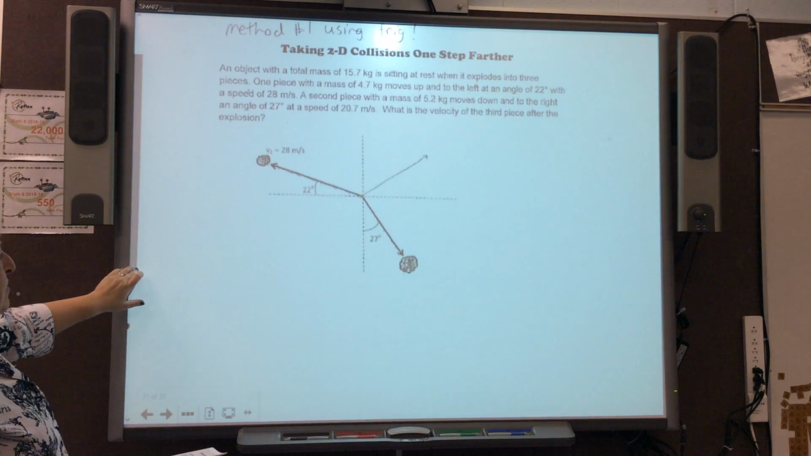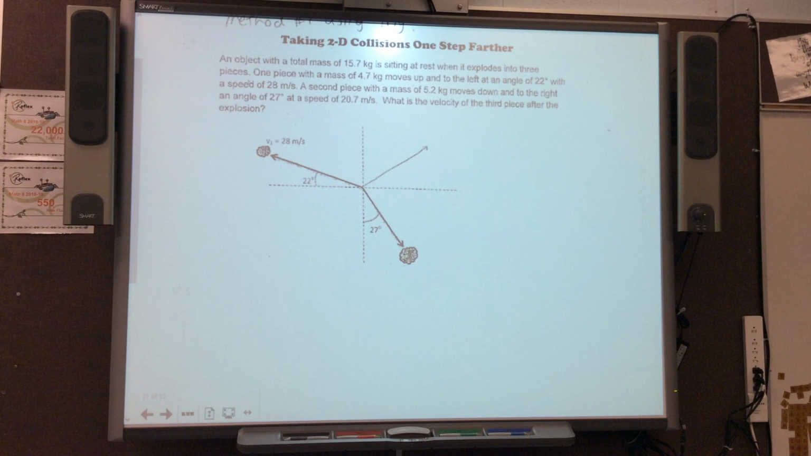So here we have an object with a total mass of 15.7 kilograms sitting at rest when it explodes into 3 pieces. One piece with a mass of 4.7 kilograms moved up and to the left at an angle of 22 degrees with a speed of 28 meters per second. A second piece with a mass of 5.2 kilograms moves down and to the right with an angle of 27 degrees at a speed of 20.7 meters per second. What is the velocity of the third piece after the explosion?